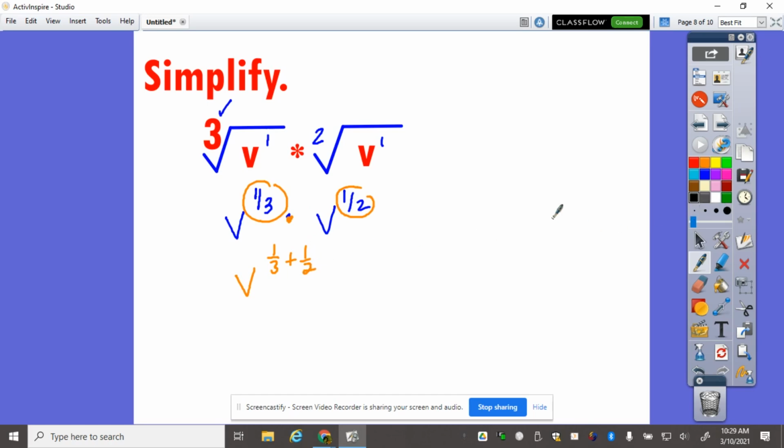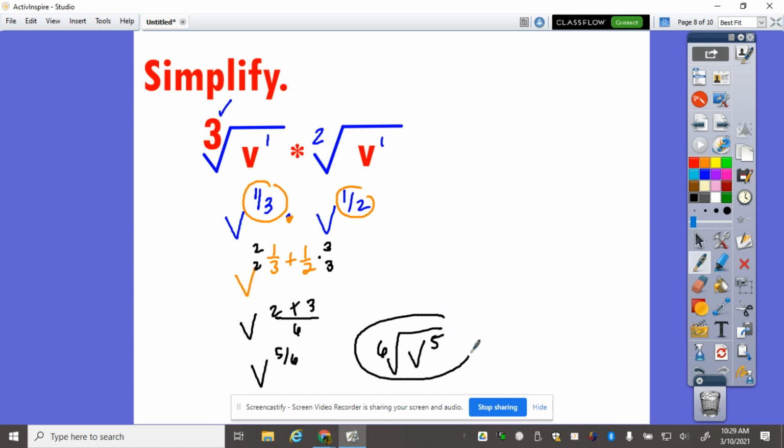Again, the magic and the power of fractions, we multiply this by 3 over 3, by 2 over 2. That will give us 2 times 1 is 2, plus 3 times 1 is 3, over 2 times 3 is 6. So the answer there is v to the 5/6, and convert this to radical form, 6th root of v to the 5th power. We will stop here because there are only 5 v's there. It's not enough for us to make 6 v's.